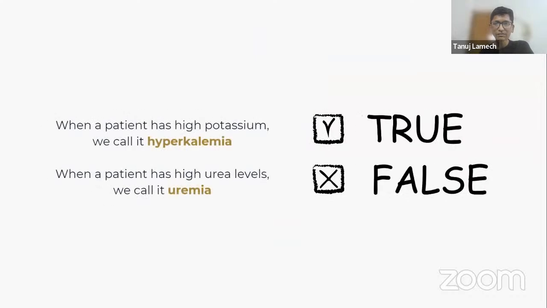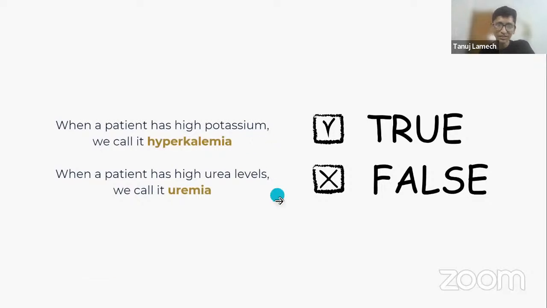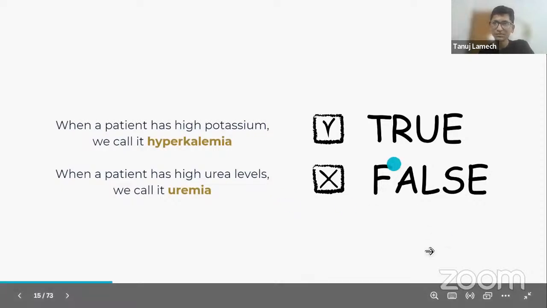All right, so let me just ask this question. You can put it in the chat box. When a patient has high potassium, we call it hyperkalemia. When a patient has high urea levels, do we call it uremia? True or false?